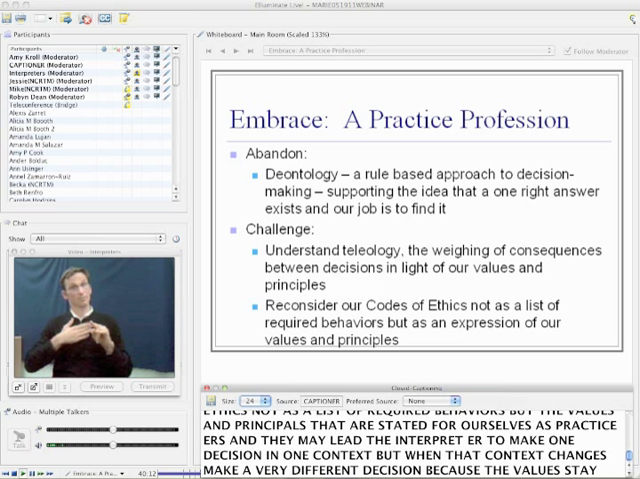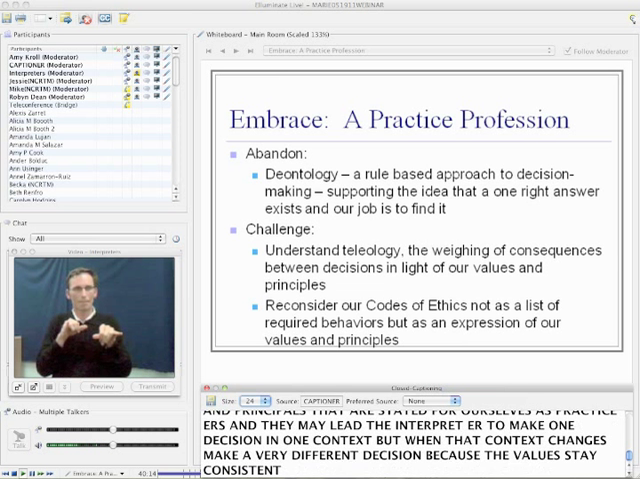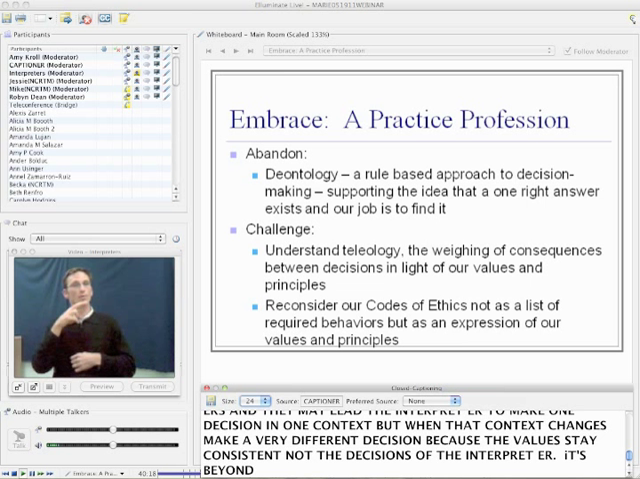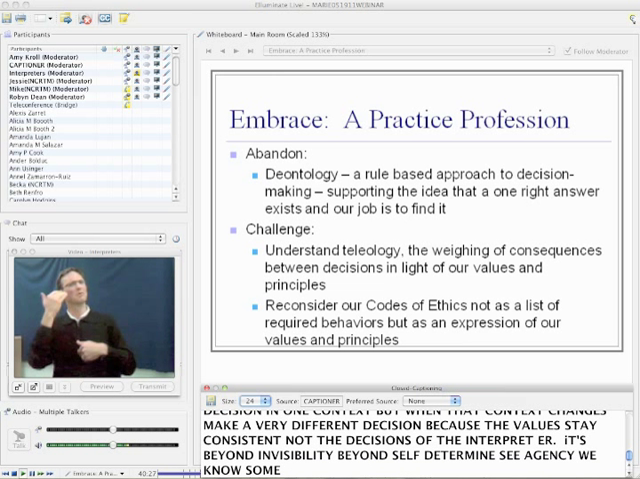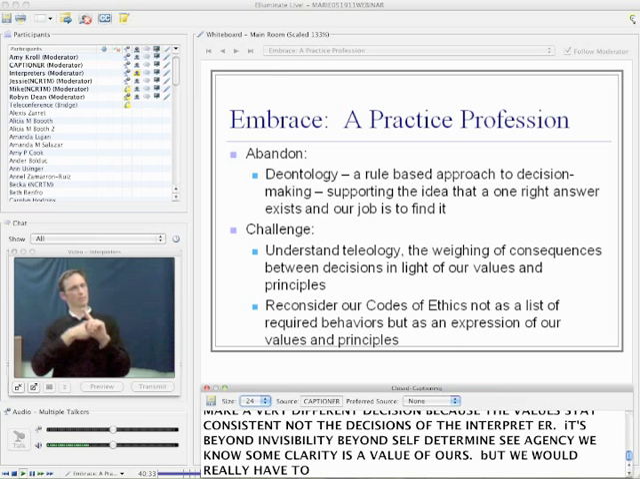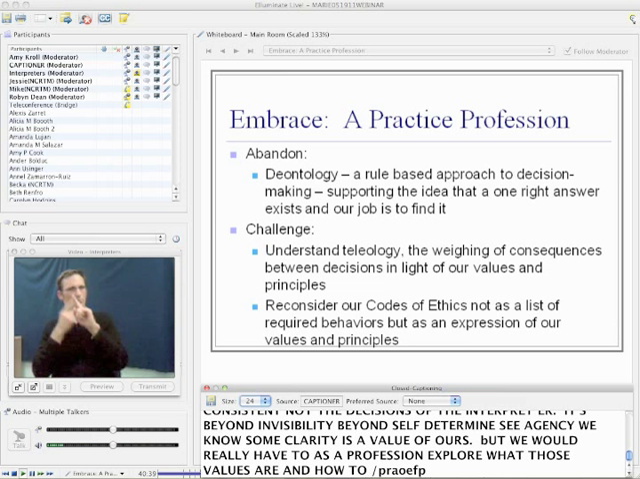We don't really know as a profession what our values and principles are, beyond invisibility, beyond self-determinacy and agency. We know some. Clarity is a value of ours. But we would really have to, as a profession, explore what those values are and how to appreciate sometimes those values conflicting one with the other. I'll talk about that more in a little bit.